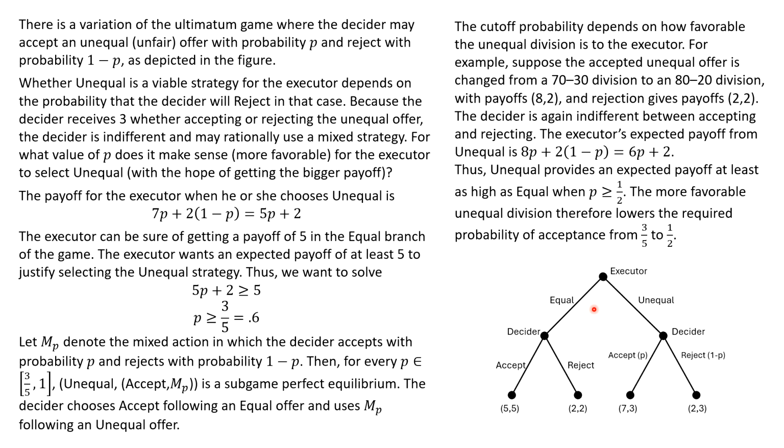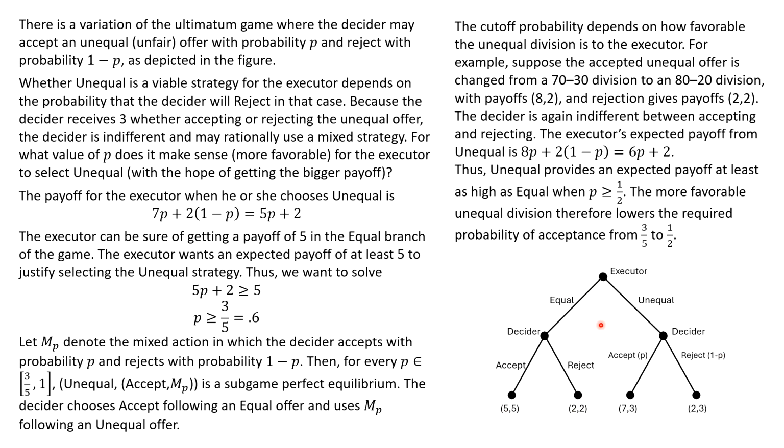On this slide, I have 2 variations of the ultimatum game. The main difference is here on the right of the figure. I've changed the payouts here for the decider to be 3 and 3. So the decider doesn't care whether to accept or reject, or both ways. The decider gets 3, and so the decider uses a mixed strategy in that case, a probability P for accept and probability 1 minus P for reject.